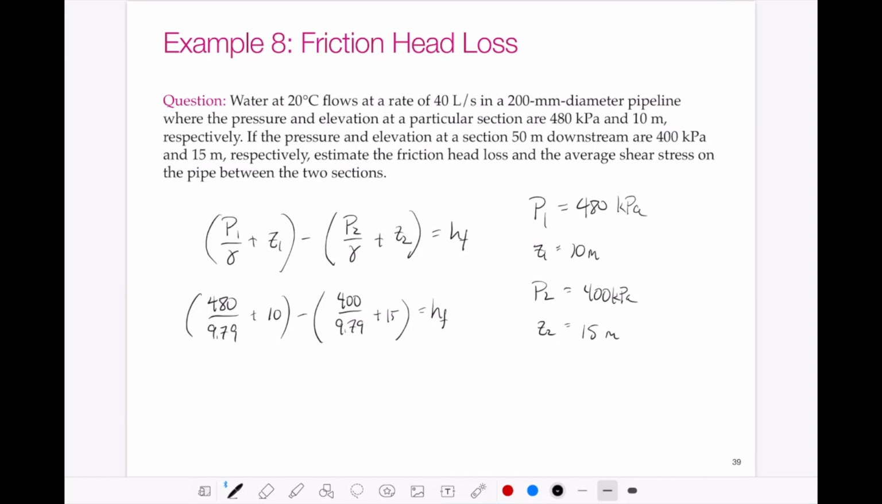So it should be in units of meters. So is this 33.17 meters? 3.17. 33 seemed like a lot. 3.17 meters. So that is the head loss.